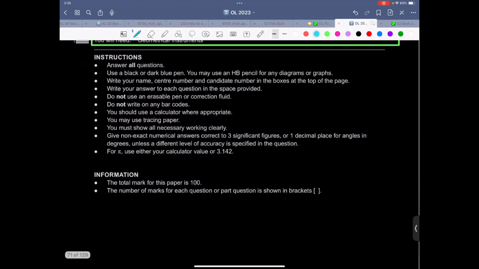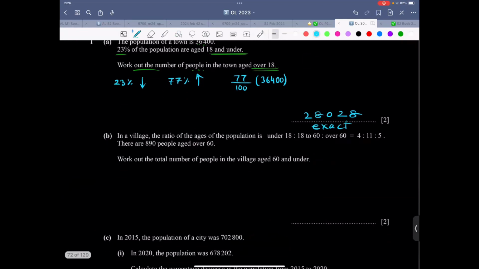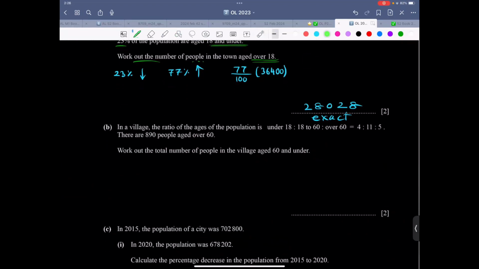Let me go back and emphasize this. When it says give non-exact numerical answers, they should be given correct to 3 significant figures. And a special scenario is that of angles in degrees, that is given to 1 dp. That means exact answers should be given as they are, whether it's 1 SF or 5 SF, it doesn't make a difference. So that is exact. Now, first they were talking about a town. Now they are talking about a village.